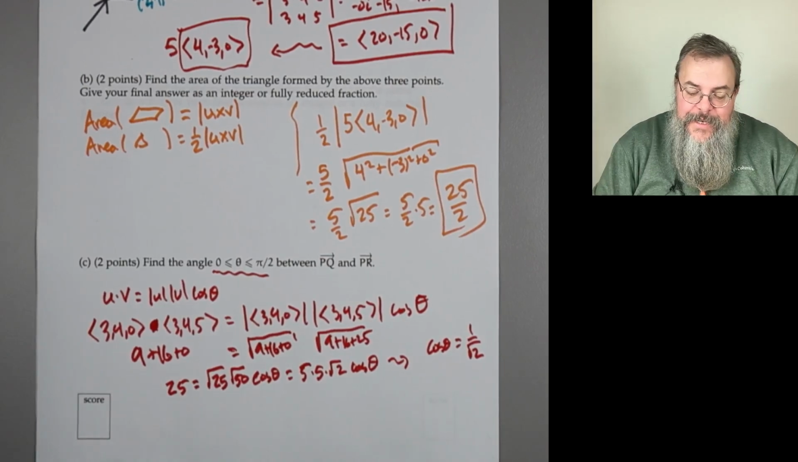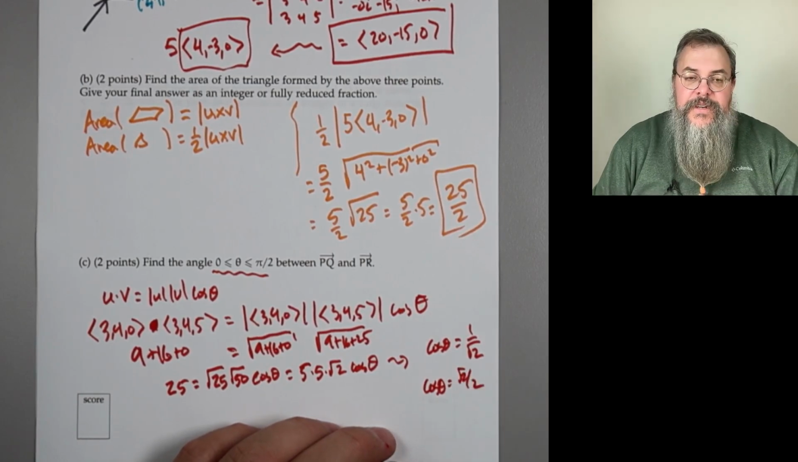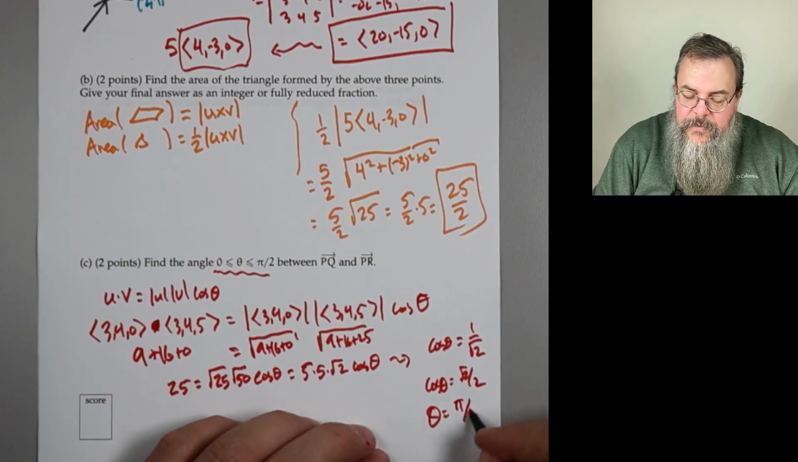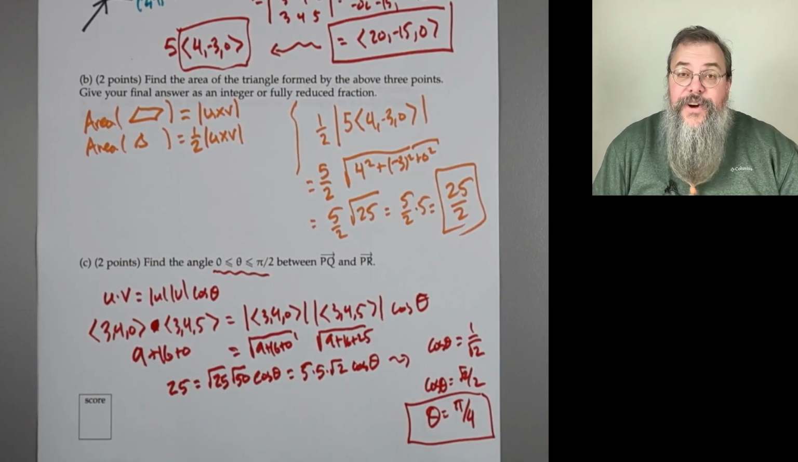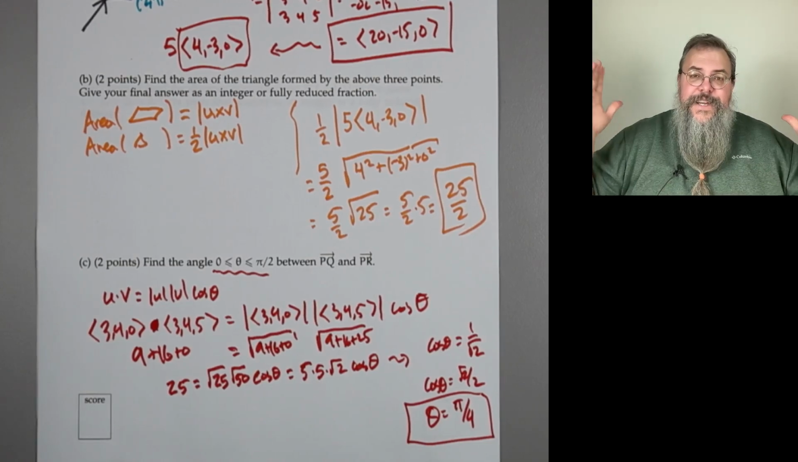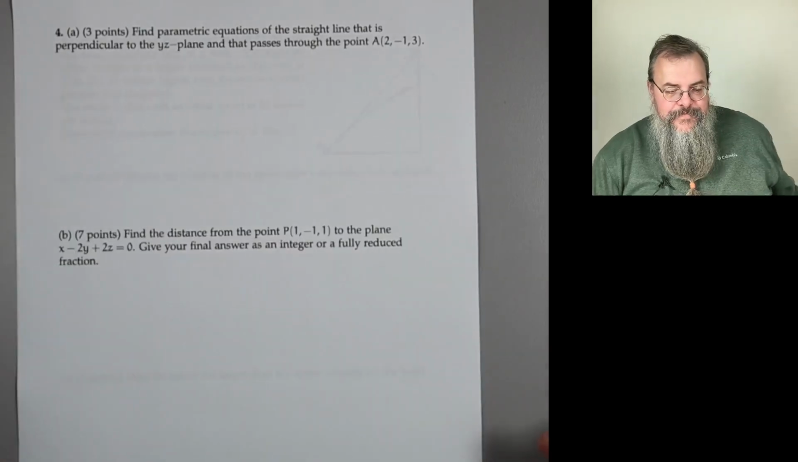That's actually a number that we know. In fact, this is the same as cosine theta is root 2 over 2. The angle that does that is pi over 4. It's one of those ones that we have memorized. Because, of course, we all love trig, right? Of course we do. That's so cool. Trig, it's the best. All right, well, that was number 3.